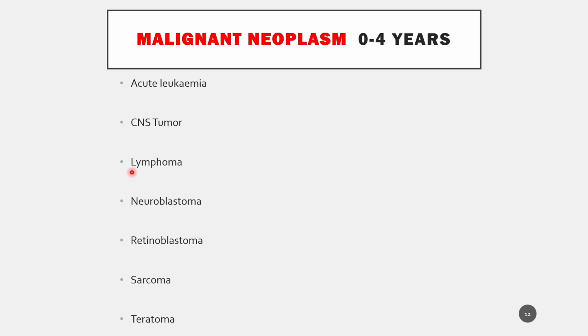CNS tumors. Then lymphoma, that is the lymphoid tissue malignant tumor. Neuroblastoma, that we are going to discuss in today's lecture. Retinoblastoma, sarcoma. Sarcoma means malignant mesenchymal tumor, or teratoma. Teratoma could be malignant as well if immature elements are present. So these malignant tumors are seen in the 0 to 4 year group.